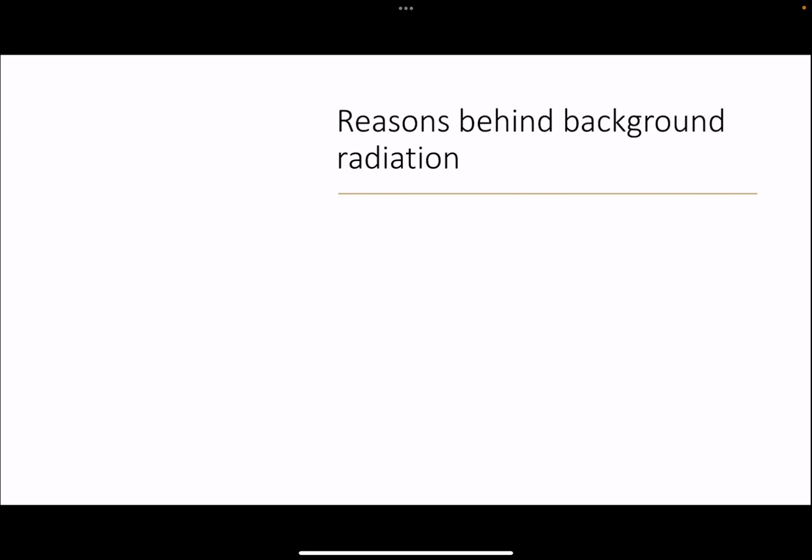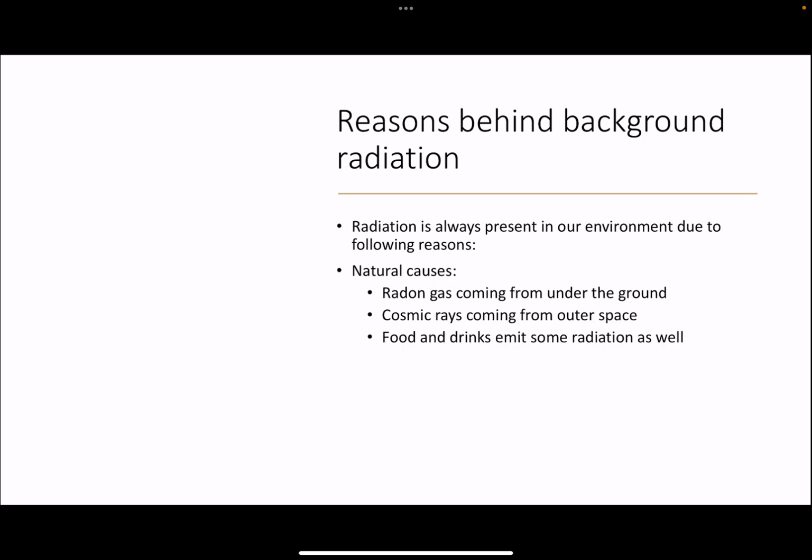Now, there are many reasons behind background radiations. You will need to remember some of them. So the first and the biggest reason is radon gas, which is coming from under the ground. So there are nuclear reactions taking place inside the earth, and because of those, radon gas comes out, and radon gas is radioactive. So therefore, there is radiation coming from the particles of radon gas, which is present everywhere. In some places, it's a lot more than the others, but usually the levels are safe and it doesn't really cause that much of a danger.